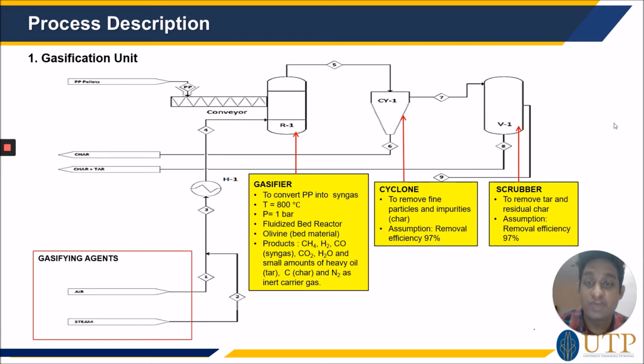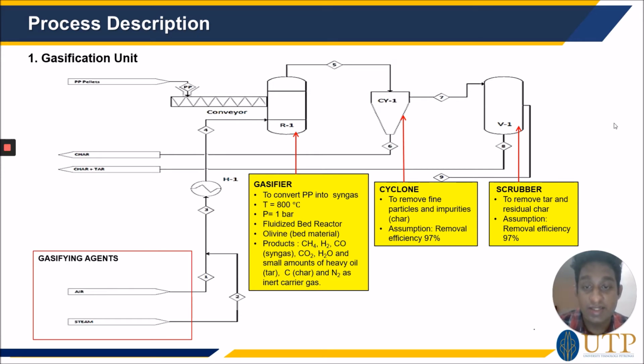Products formed from gasification of PP is primarily syngas. Minor products such as methane, carbon dioxide, water, nitrogen gas, heavy oil, char and tar are also present in small quantities. Next, the syngas produced enters a cyclone where dust, impurities, and char are removed. The cyclone efficiency is assumed to be 97%. Rotational effects and gravity are used to remove these impurities. However, some impurities with smaller size particulates may not be completely removed.